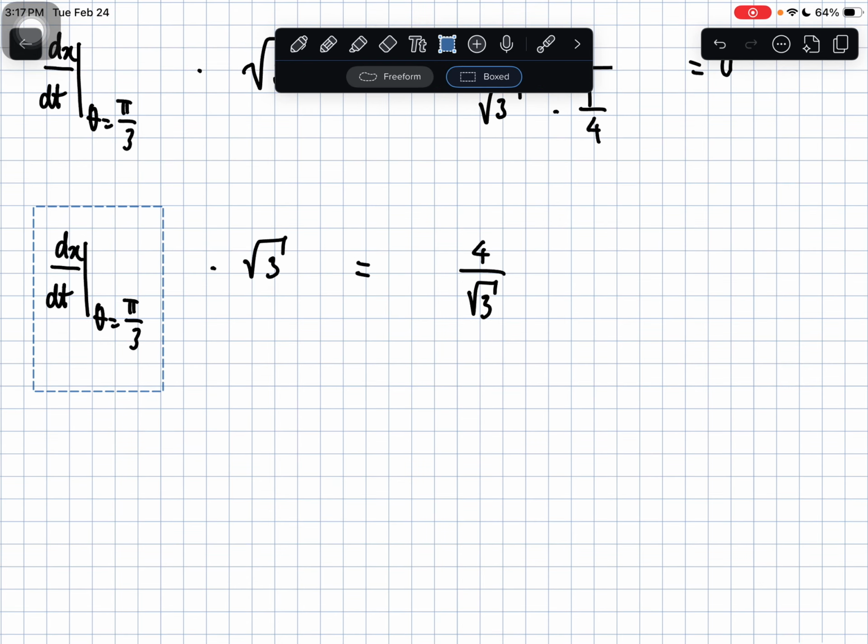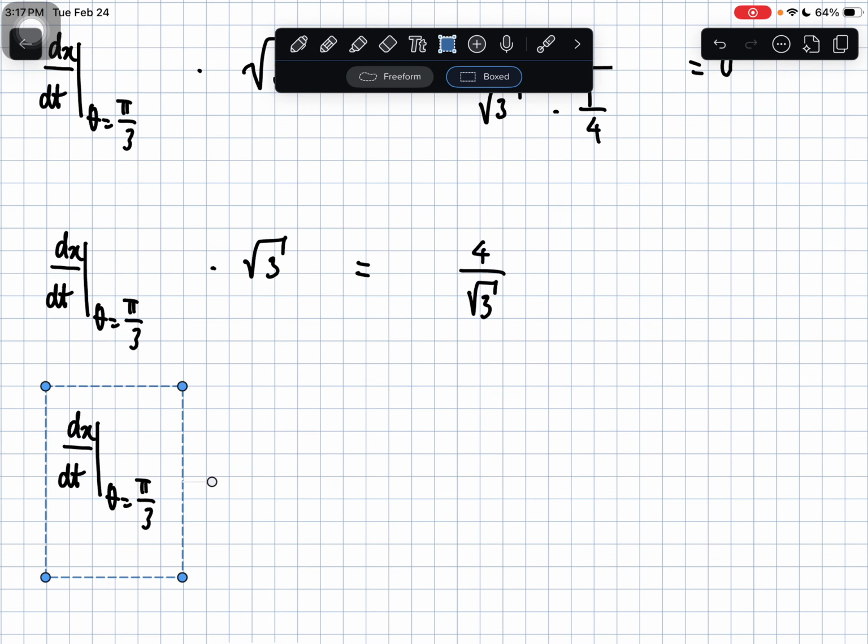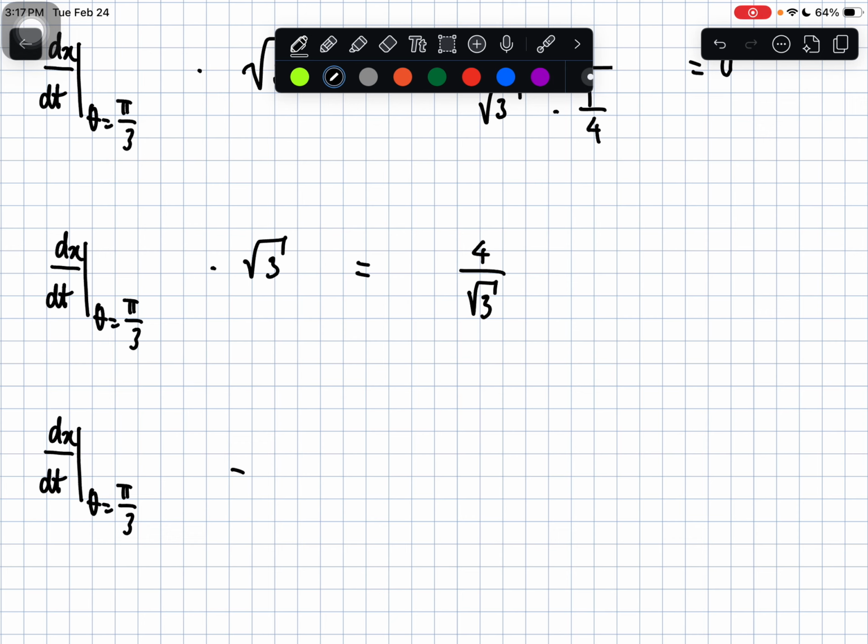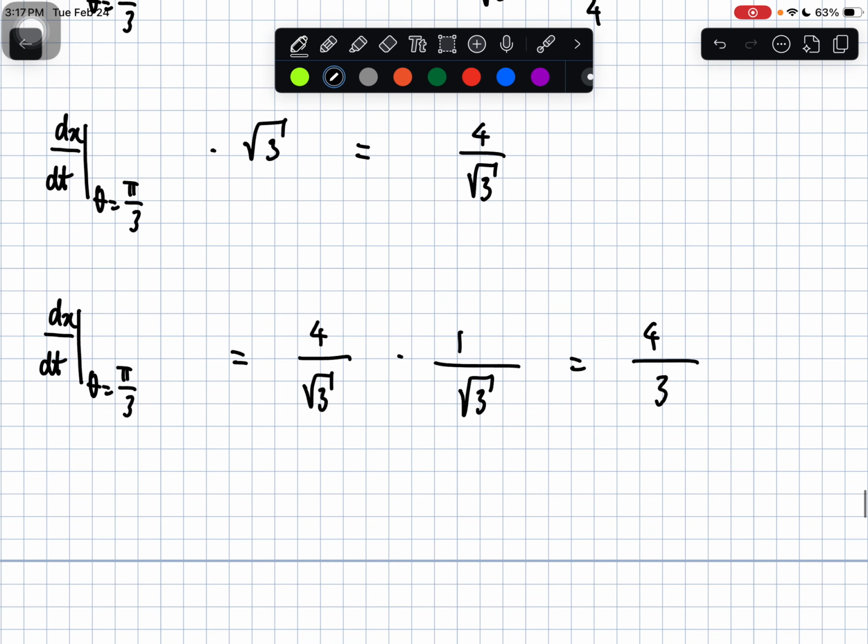So these terms equal 4 over square root of 3 divided by square root of 3. So 4 over 3. This one is positive, so the speed of the kite is the absolute value of this, which is 4 over 3. This is the final answer.